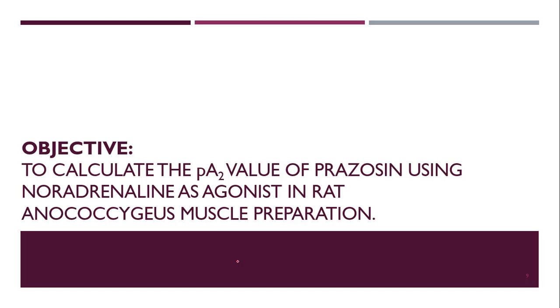Okay, so the objective of today's experiment is to calculate the pA2 value of prazosin using noradrenaline as an agonist in rat anococcygeus muscle preparation. Okay, so what is prazosin? We have seen it is an alpha blocker. Okay, so as it is an alpha blocker, it is an antagonist, and noradrenaline is an agonist.